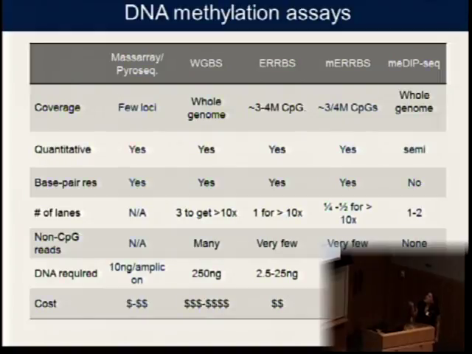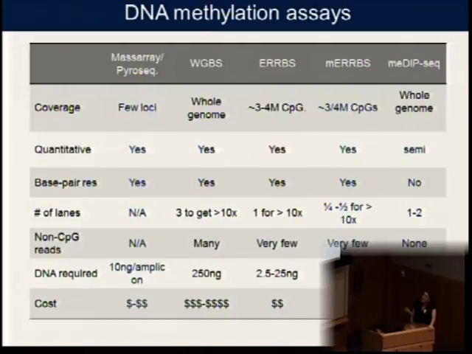And then if you do bisulfite sequencing, it comes in 3 flavors: whole genome, ERBS, or the newer version, multiplexed ERBS. This one will give you the whole genome with a lot of wasted sequences. These two will give you about 3 to 4 million CpGs, so about 20% of the autosomal CpGs are captured. They're all quantitative. They're all base pair resolution. And this is where the big difference is. If you want to do whole genome and get a decent coverage of 10, or I would say 30x, you're going to need about 3 lanes. Maybe 2 with the new technology, but we're not very certain, so I would still say 3.